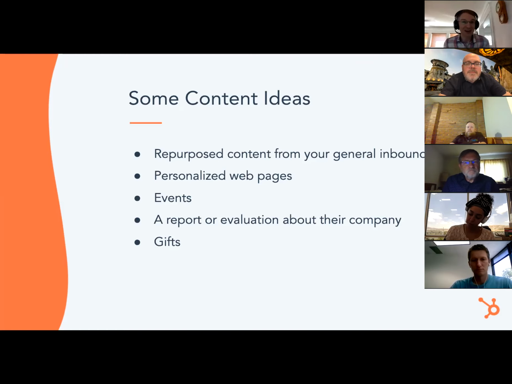The thing that's really fun about ABM is how personalized you can get, right? And you probably don't want to go overboard and get creepy, but using dynamic content on your website, you can start to get really personalized. You can build content specifically for people at a given account in a given role, rather than just trying to broadly appeal to personas in a broad sense, right?